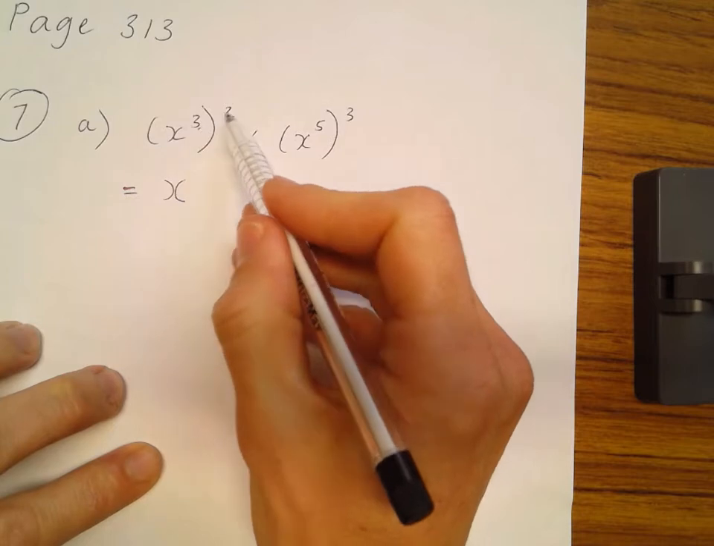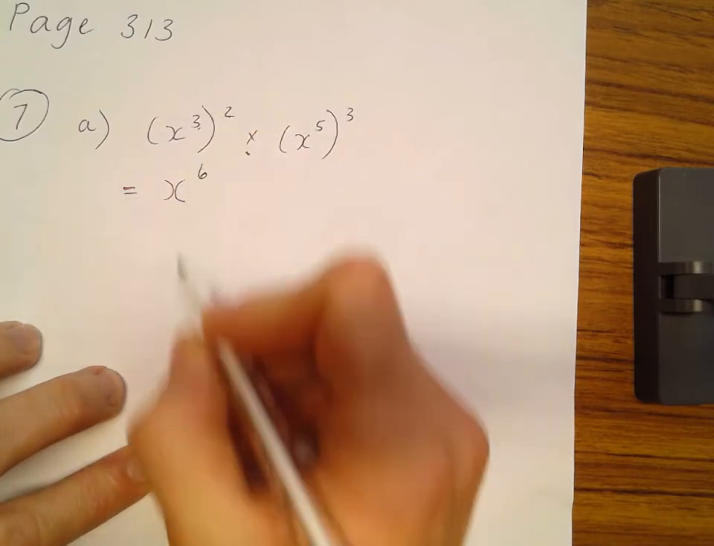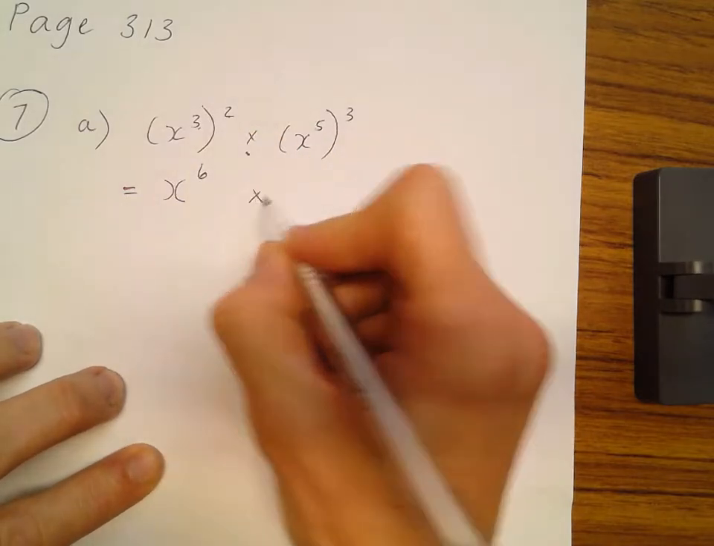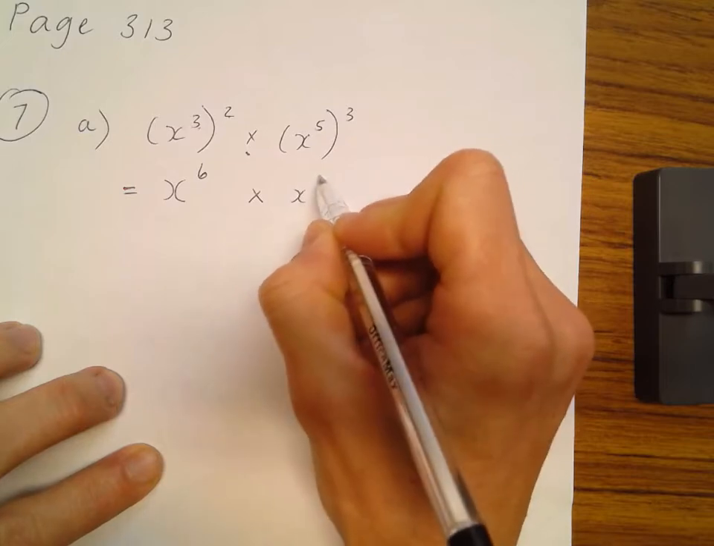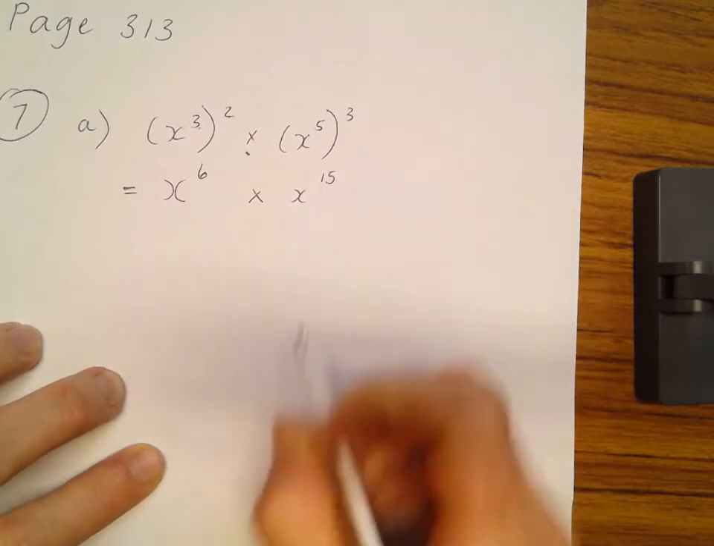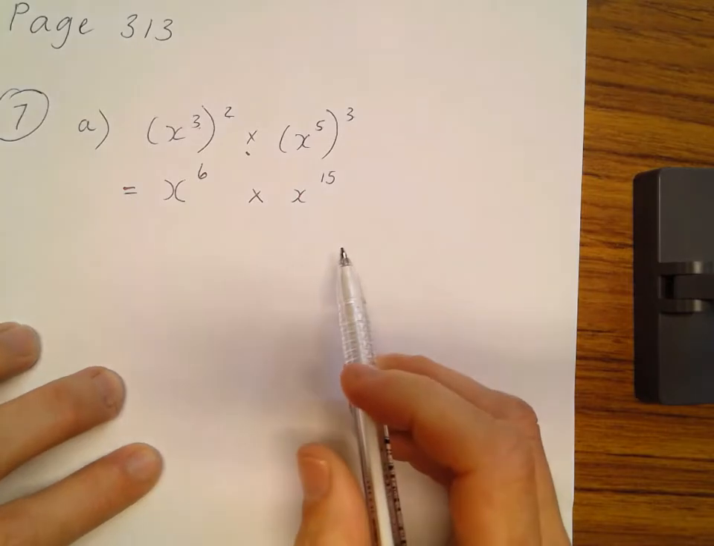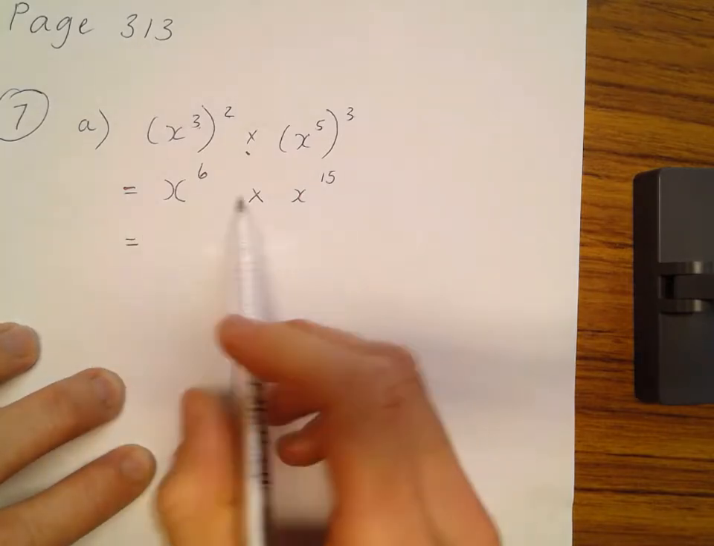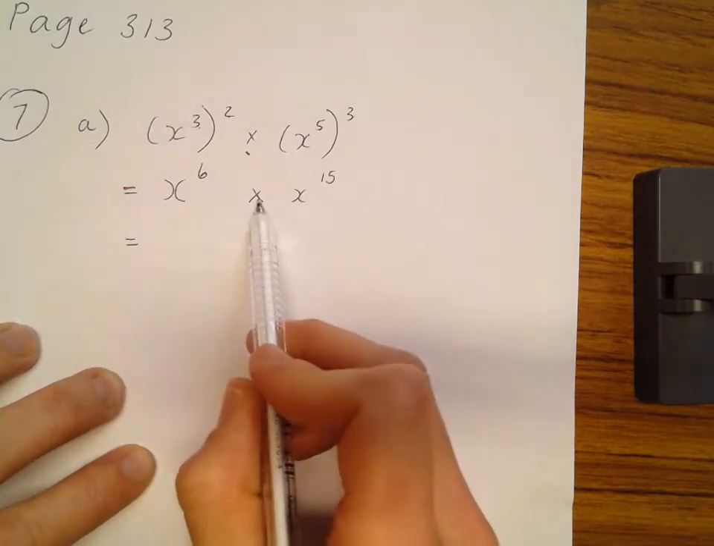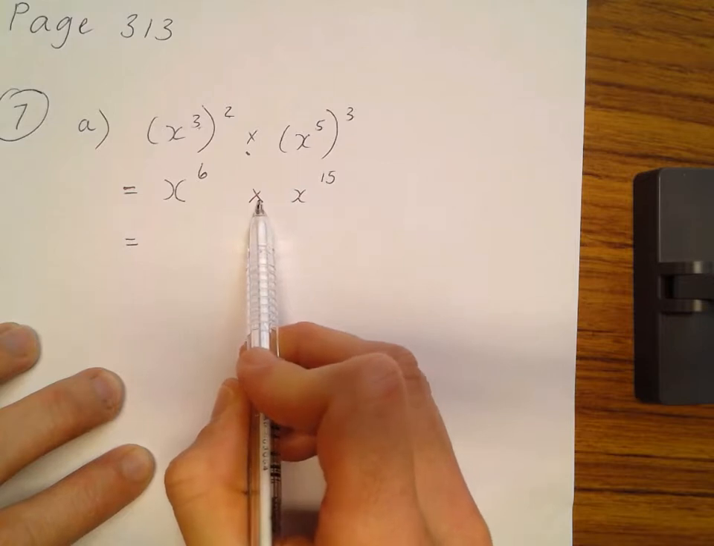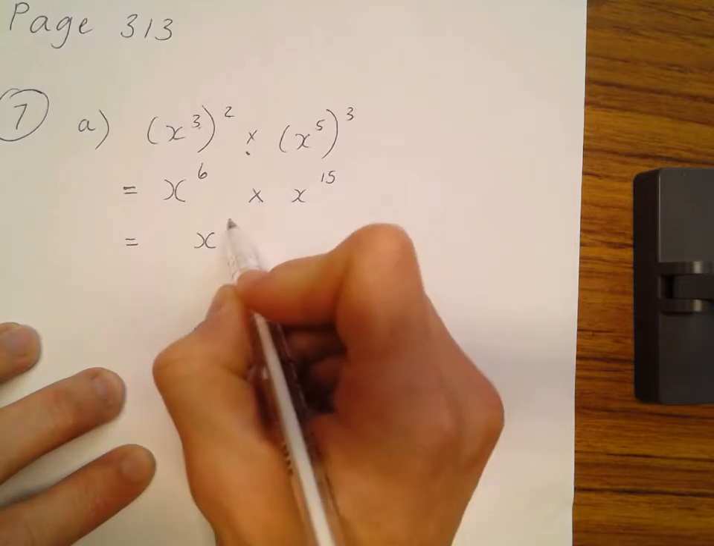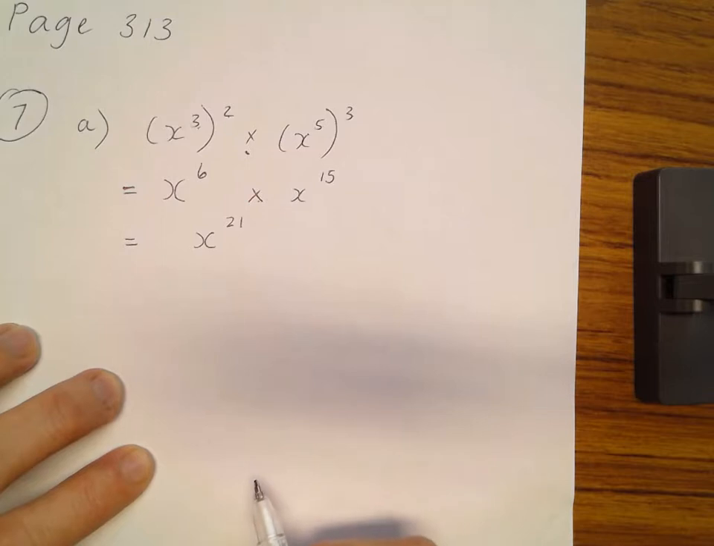A power to a power, we multiply them through. X to the power of 6 multiplied by x to the power of 15. 5 times 3. All we have left here is a multiplication, which is index law 1. So we keep the base and we add the indices.